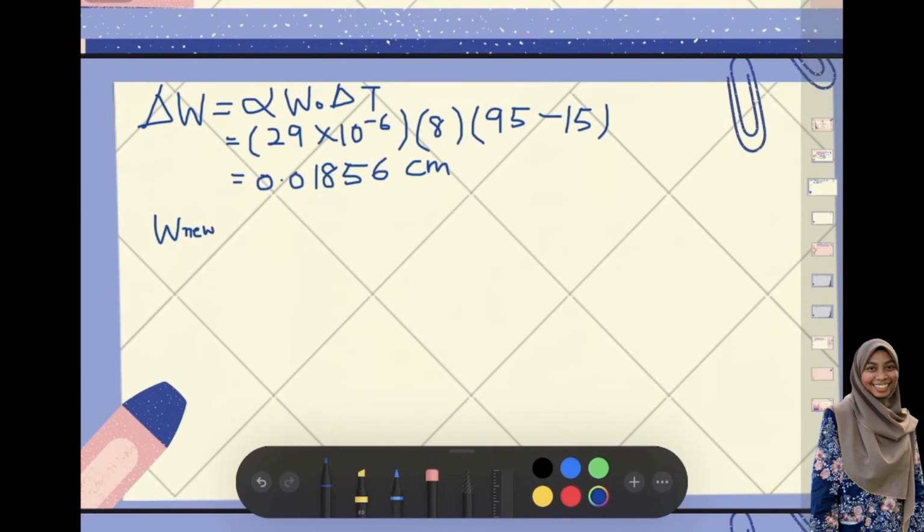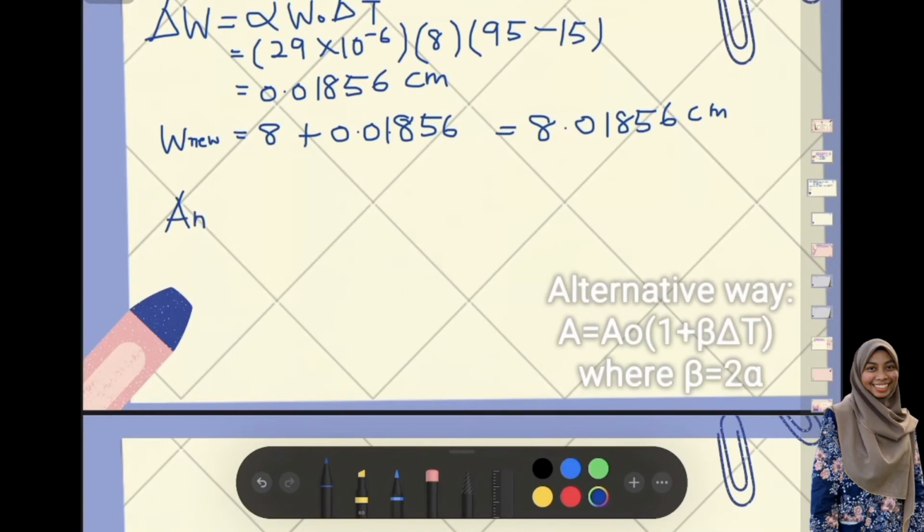Okay, so for the new width is 8 plus 0.01856 is equals to 8.01856 centimeter.